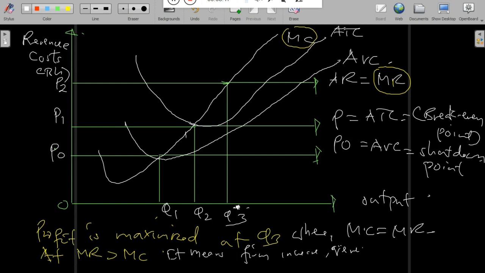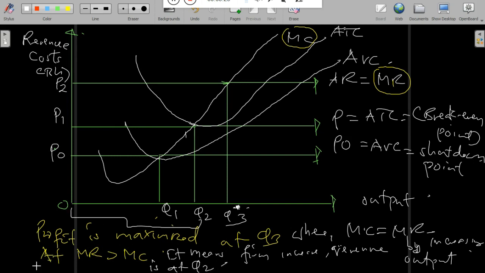It means that firms may increase revenue by increasing output toward the Q3. So below the Q3, that is Q2 and Q1, marginal revenue is greater than marginal cost. It means that a firm may increase revenue by increasing output. At output above the Q3, marginal revenue is less than marginal cost. This means that a firm's additional revenue is less than the firm's additional cost. So the firms will have to reduce output towards the Q3 in order to maximize profit.